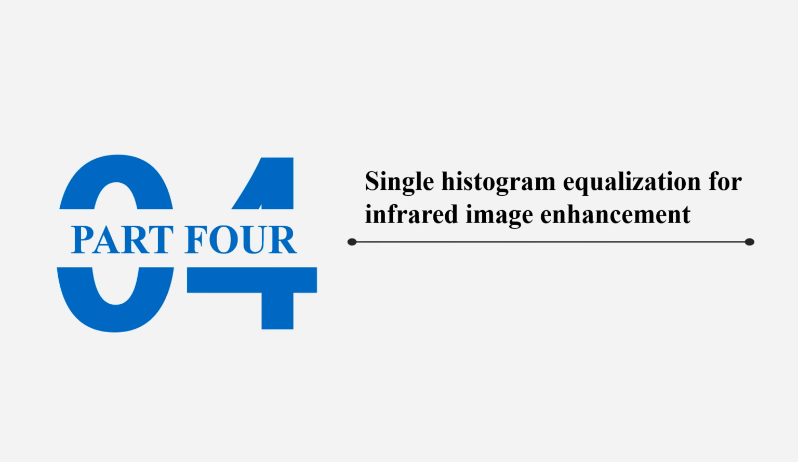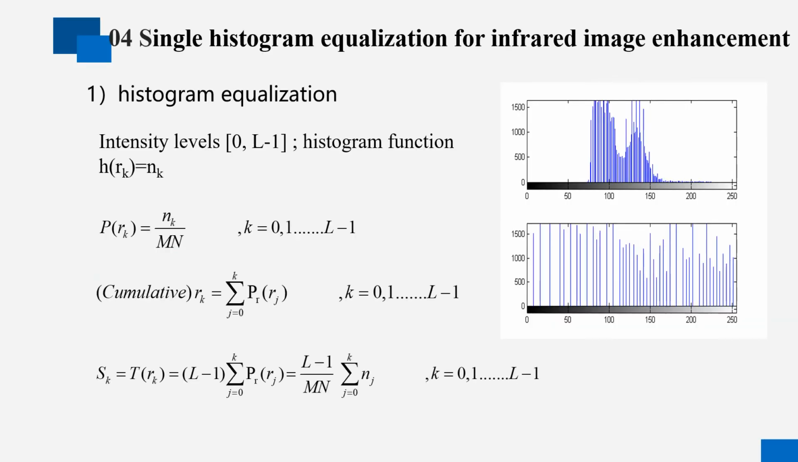Let's talk about single histogram equalization for infrared image enhancement. In this part of single histogram equalization, I'm going to introduce the principle of classical histogram equalization and gamma correction. My modification and experimental results are also included in this part. Let's talk about histogram equalization. As we have discussed earlier, histogram equalization is a technique for adjusting image intensities to enhance the contrast or visual appearance of the image.